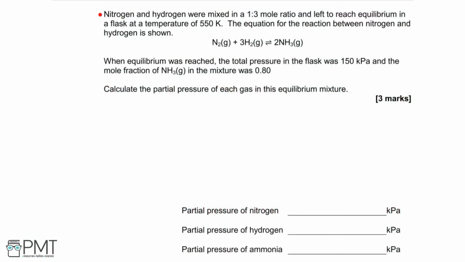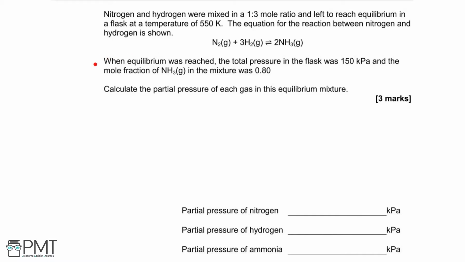Nitrogen and hydrogen were mixed in a 1:3 mole ratio and left to reach equilibrium in a flask at a temperature of 550 Kelvin. The equation for the reaction between nitrogen and hydrogen is shown. We have 1 mole of gaseous nitrogen molecules reacting with 3 moles of gaseous hydrogen molecules in a reversible reaction to form 2 moles of gaseous ammonia molecules.